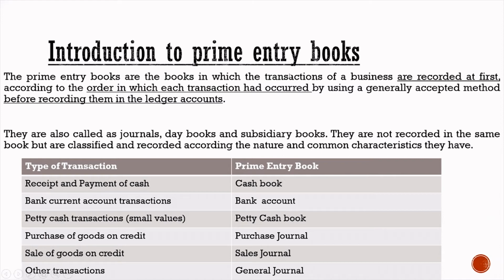The generally accepted method of recording our transactions at first, according to the order they occurred, is simply the prime entry books. They have also been called journals, day books, and subsidiary books. They are not all recorded in the same book but are classified and recorded according to the nature and the common characteristics they have.